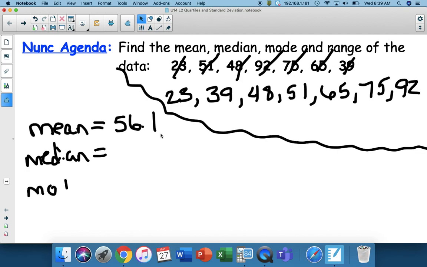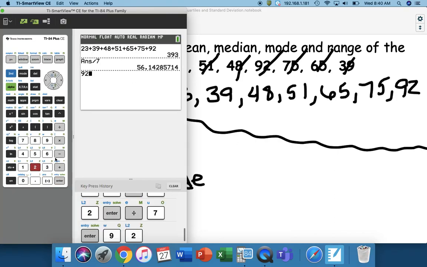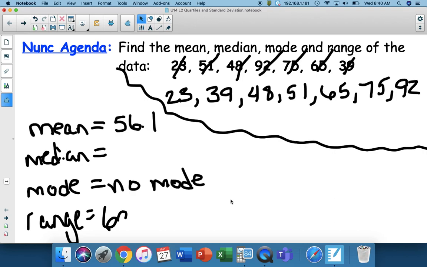Next one I'm going to do, because it's the easiest to me, is the mode. Mode is just looking at which one appears the most. All these numbers appear once. There is no number that repeats, so there is no mode. Range is the next easiest one to do. Range is the biggest minus the smallest. So that's 92 minus 23, and you get an answer of 69 for your range.